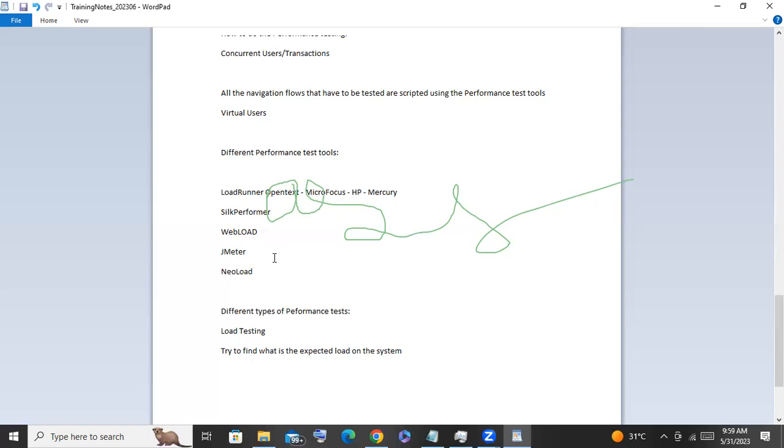Okay. Now, what is the goal of load testing? Again, guys, what is the goal of load testing? Venkat? To reduce the response time? No, not to reduce the response time. Please be very clear. When you say what is the goal of load testing, or let me rephrase my question, what is load testing?